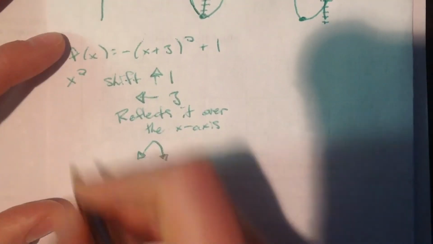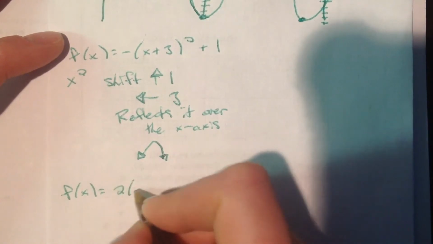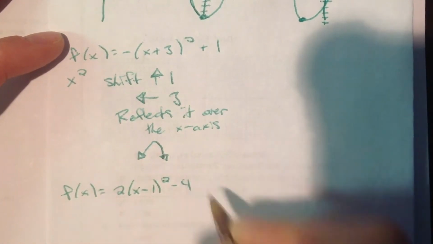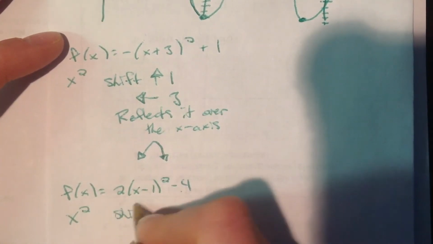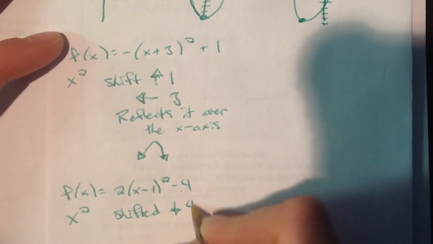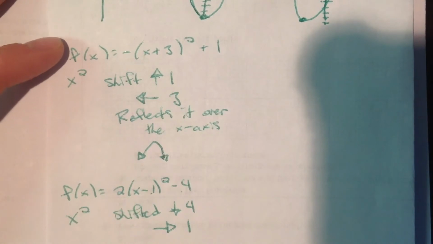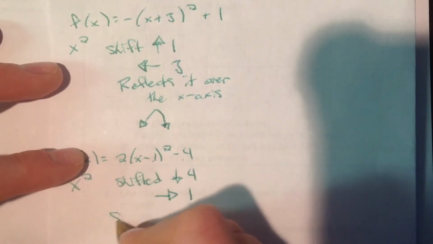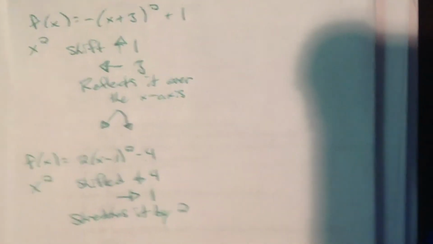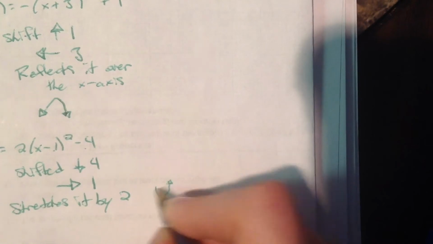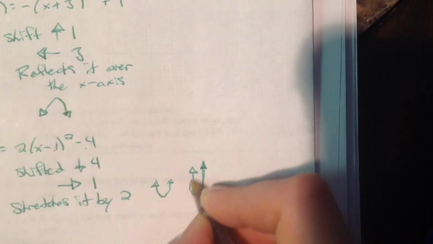Okay? Say we have f of x equals 2 times (x minus 1) squared minus 4. Well, we start with our x squared, shifted down 4 because of here, shifted right 1 because it's the opposite of -1. This 2 stretches it by 2. So in other words, if it was a graph that was normally like this, it would become even steeper. So it would go up faster by double.